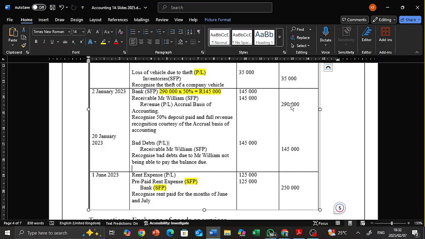Right? What is revenue? Revenue is essentially all the money that flows into the entity before any deductions are made.